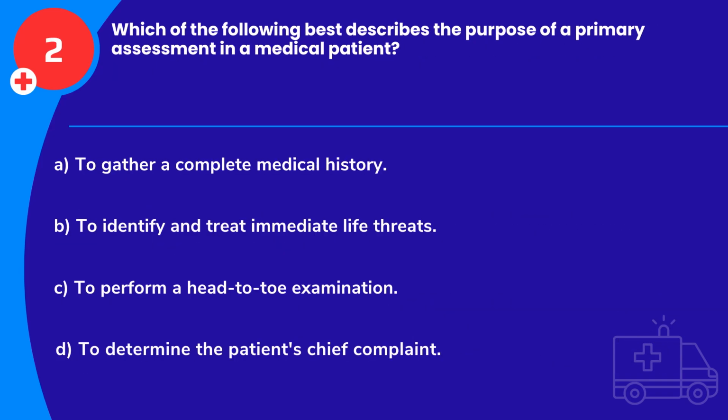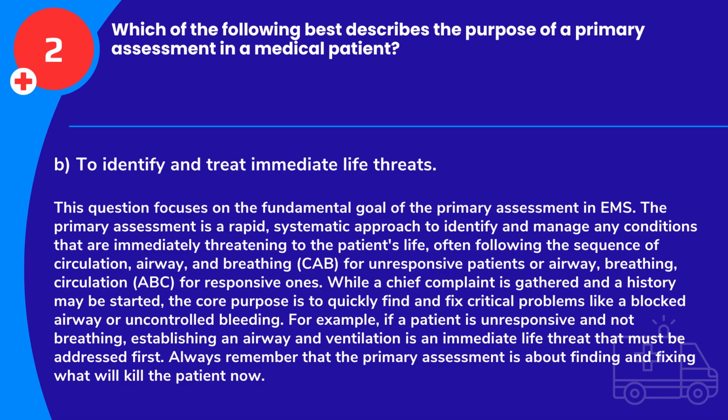Question 2. Which of the following best describes the purpose of a primary assessment in a medical patient? A. To gather a complete medical history. B. To identify and treat immediate life threats. C. To perform a head-to-toe examination. D. To determine the patient's chief complaint. Answer: B. To identify and treat immediate life threats.